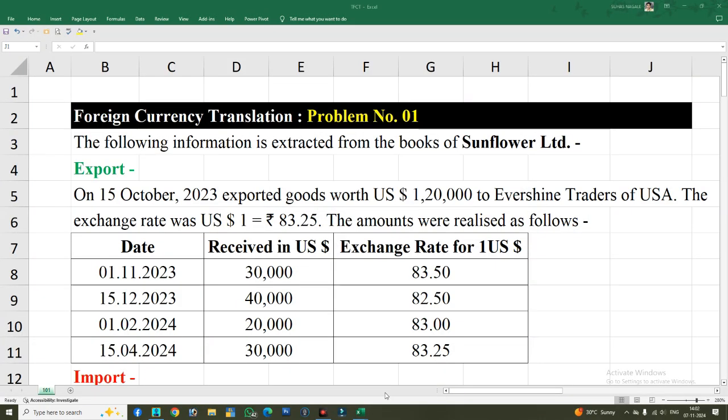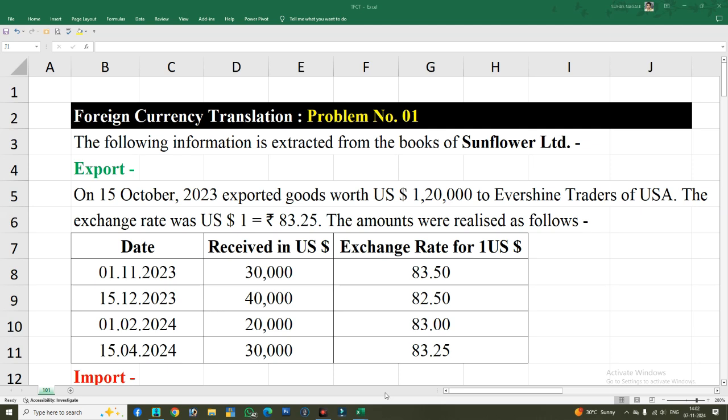Hello student, our today's topic is foreign currency translation and this is problem number 1. This topic is included in the syllabus of SY B.Com accounting and finance and TY B.Com general commerce. This topic is based on Accounting Standard 11.